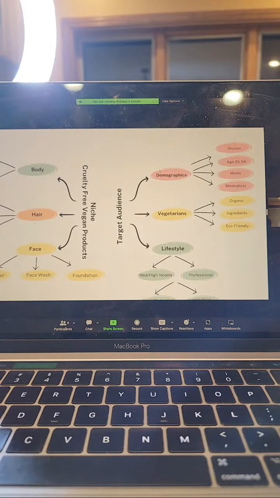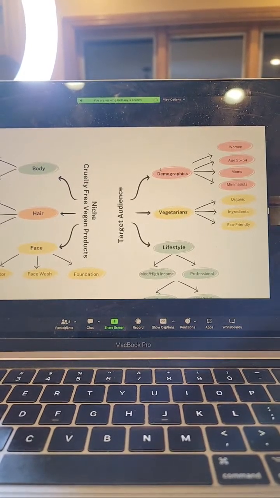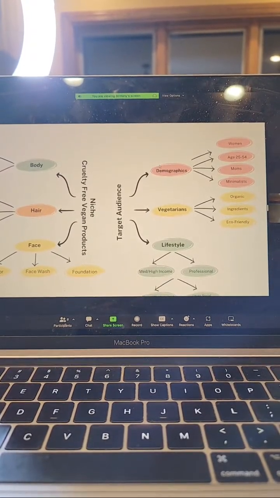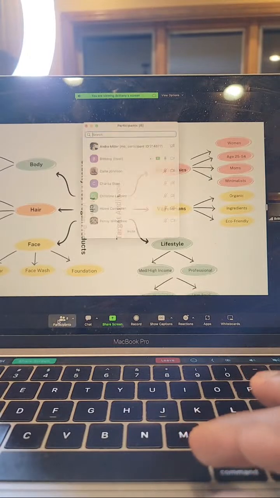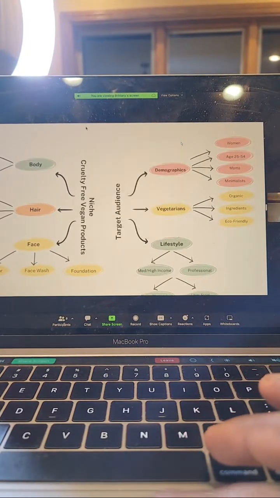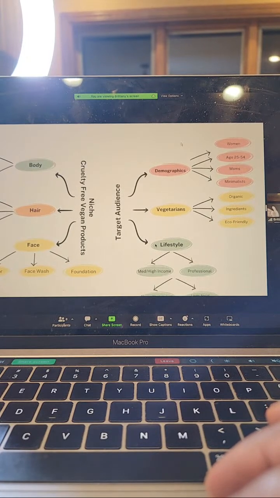So we're going to go over to the right side of the screen for my target audience and look at demographics. You always want to figure out the demographics of your target audience. So for me, I'm choosing women ages 25 to 54. I'm choosing moms and I'm choosing minimalists.